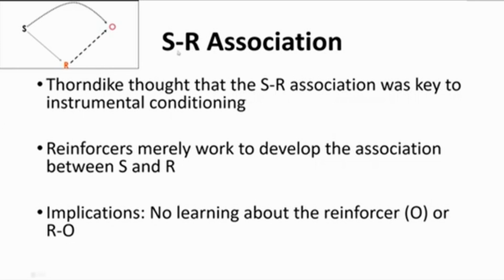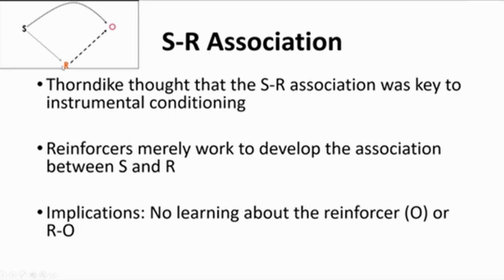So the first of these is our SR association, this association right here. As I said, this was the association that Thorndike thought was the most important when it comes to instrumental conditioning. This SR relationship was essential to Thorndike's law of effect. The idea was actually very similar to Pavlovian conditioning, where as this stimulus is followed by this particular response, there's a stronger and stronger association between the stimulus and the response.